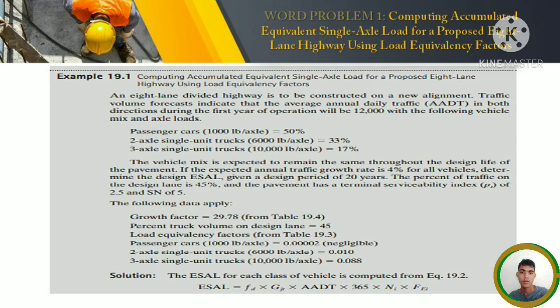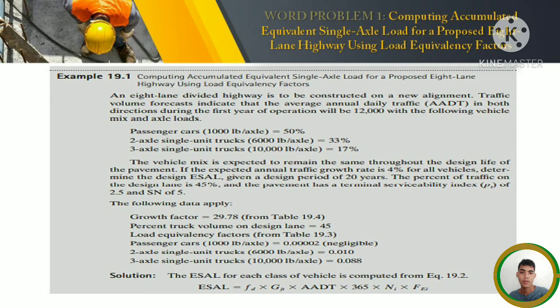If the expected annual traffic growth rate is 4% for all vehicles, determine the design ESAL given a design period of 20 years. The percent of traffic on the design lane is 45% and the pavement has a terminal serviceability index P sub t of 2.5 and SN of 5.